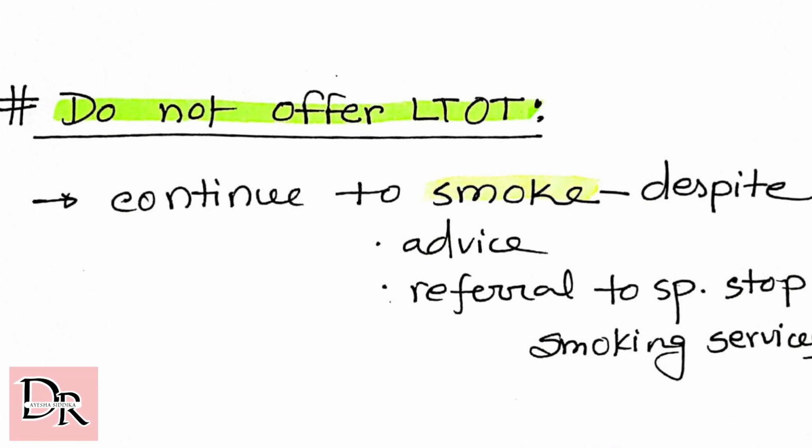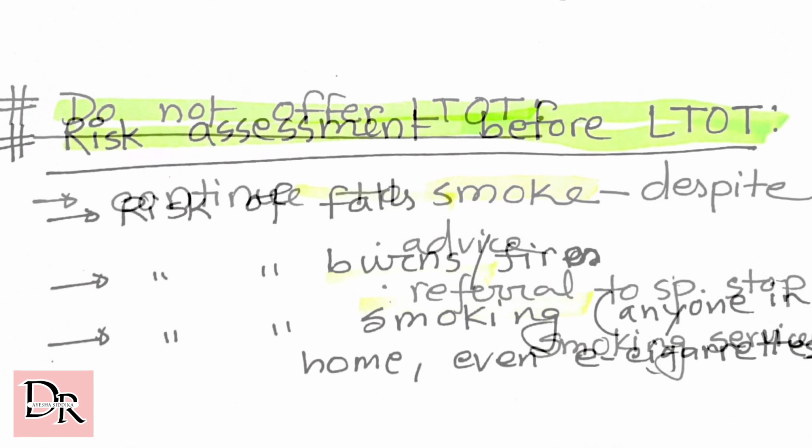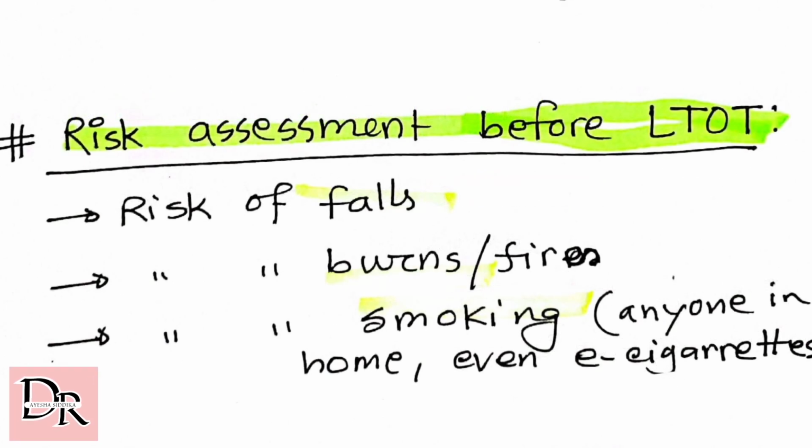Okay. So we'll not offer long-term oxygen therapy if the patient continues to smoke despite giving smoking cessation advice and referral to specialist stop smoking services. And moreover, we'll need to do risk assessment before long-term oxygen therapy, as there is risk of fall, if there is risk of tripping over the instrument, then if there is risk of burns, fires, and if there is risk of smoking by anyone in the house, okay, even e-cigarette, we can't offer long-term oxygen therapy in that case.